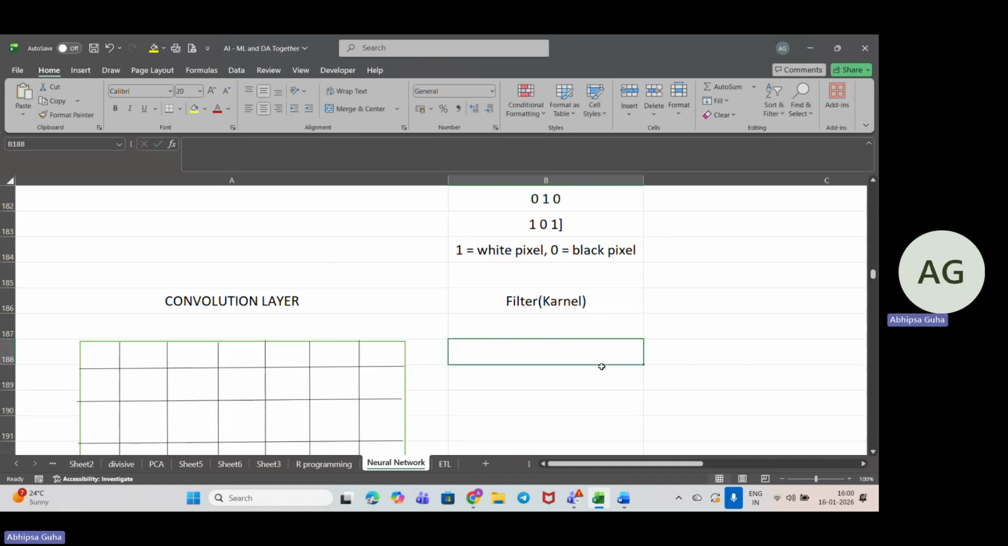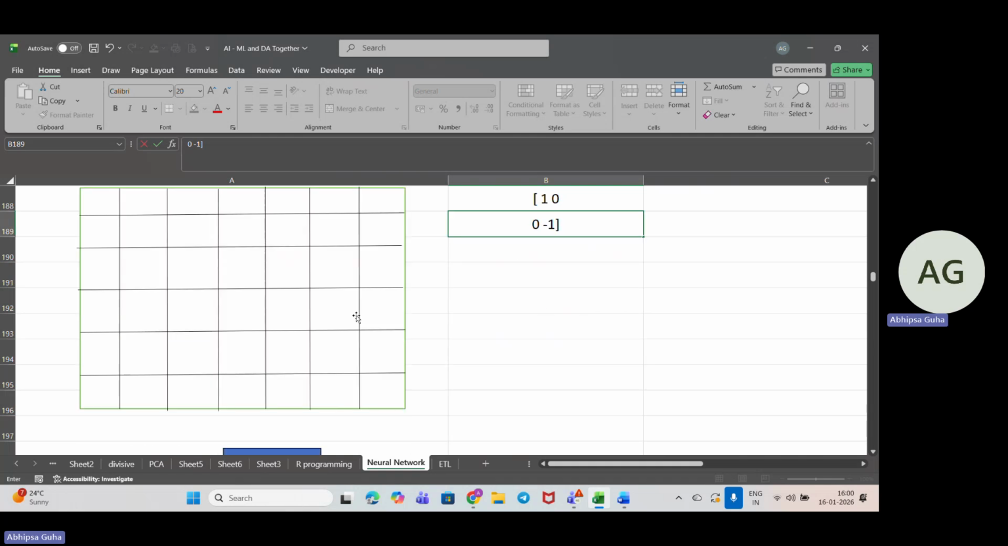So in case of filter or kernel, we take a small filter. What is this filter? This is the filter. This filter is good at finding the edge. If you have studied the subject called image processing, there you will get all of these details. So this is the filter, and it's good for finding edges in the image.